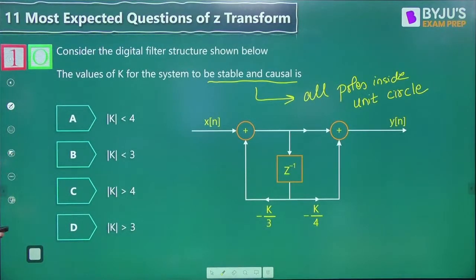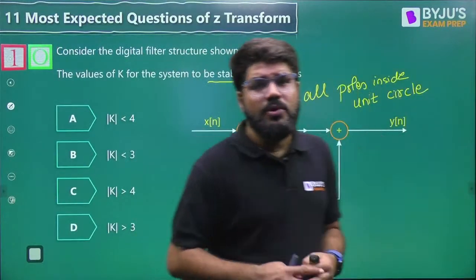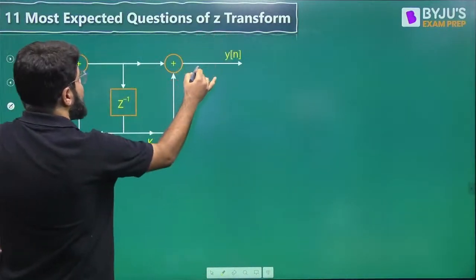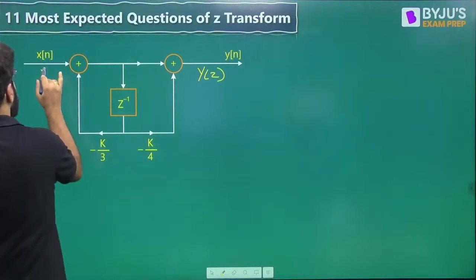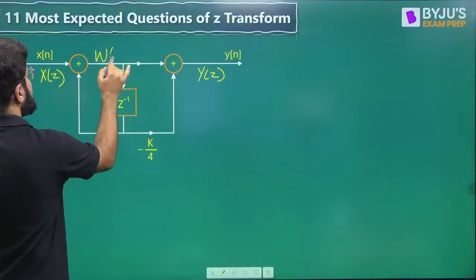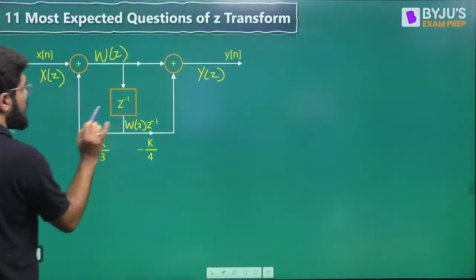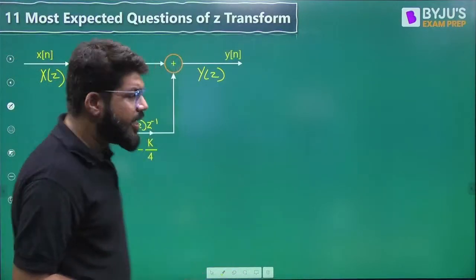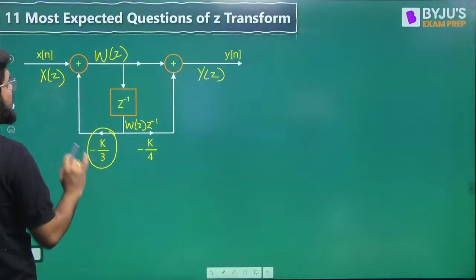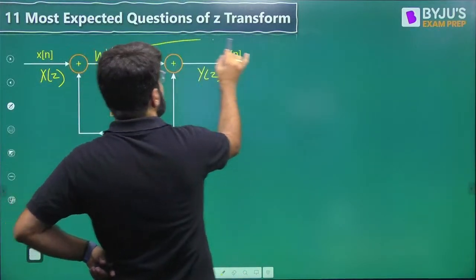Let's start the question number 10 discussion. First of all, poles inside the unit circle. So where are the poles? To calculate the poles, I need the transfer function of the system. Pay attention. This is y[n]. Let's say the Z transform of y[n] is Y(z), and the Z transform of x[n] is X(z). Let's say this is some intermediate signal, W(z). So this is W(z) into z inverse. The output of any block is input into gain. This is multiplied further by minus K by 3 and fed to the summer. So what should be this W(z)?